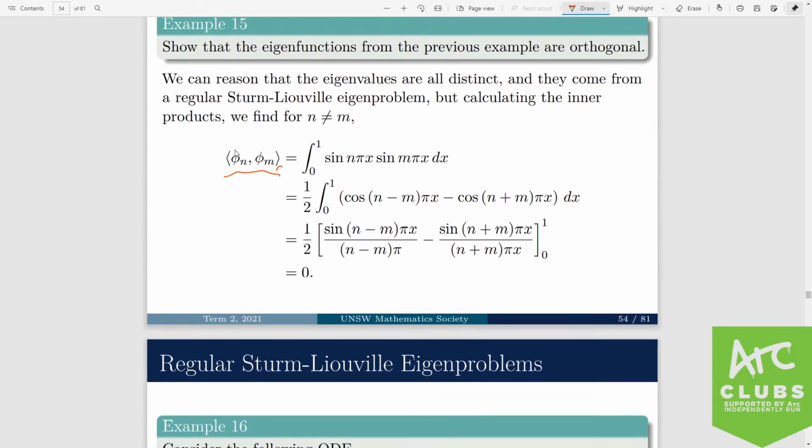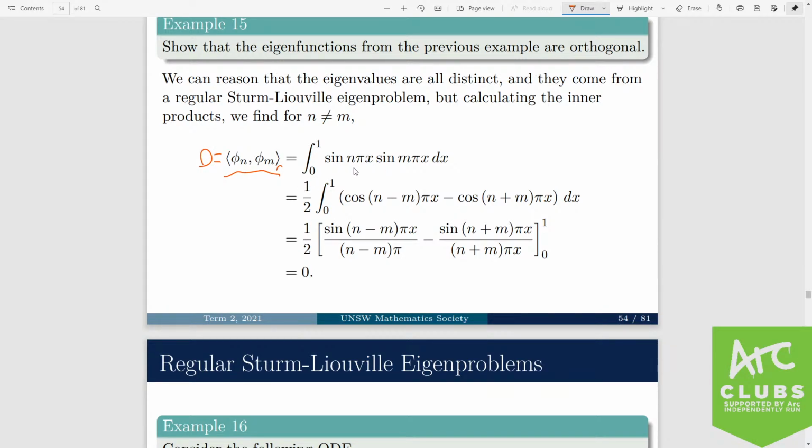So even though this should be a weight function with respect to r, r(x) is 1, so it doesn't factor in here. And to show that this is orthogonal, basically we just need to show that for any two distinct eigenfunctions, the inner product is 0. So the inner product is the integral from 0 to 1 of their product.